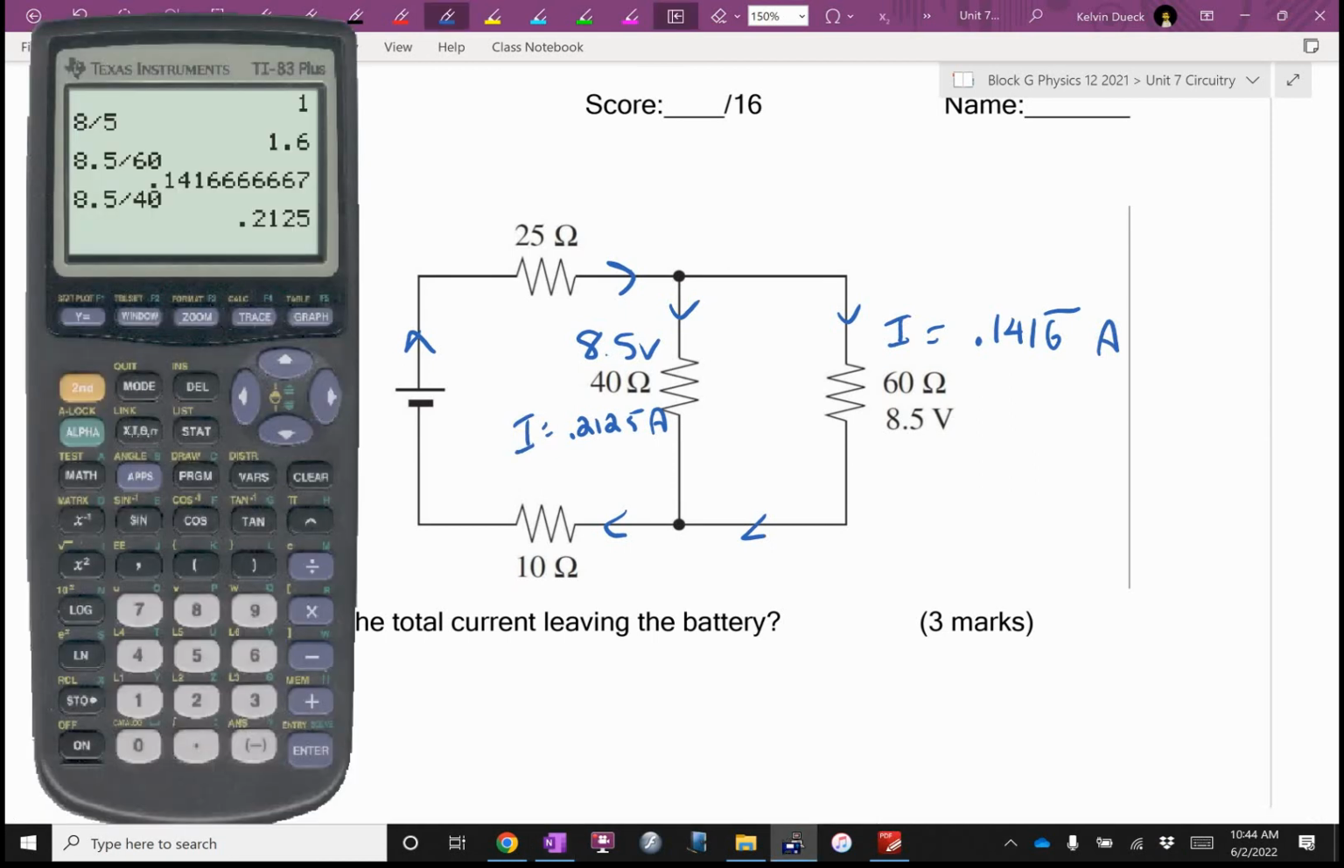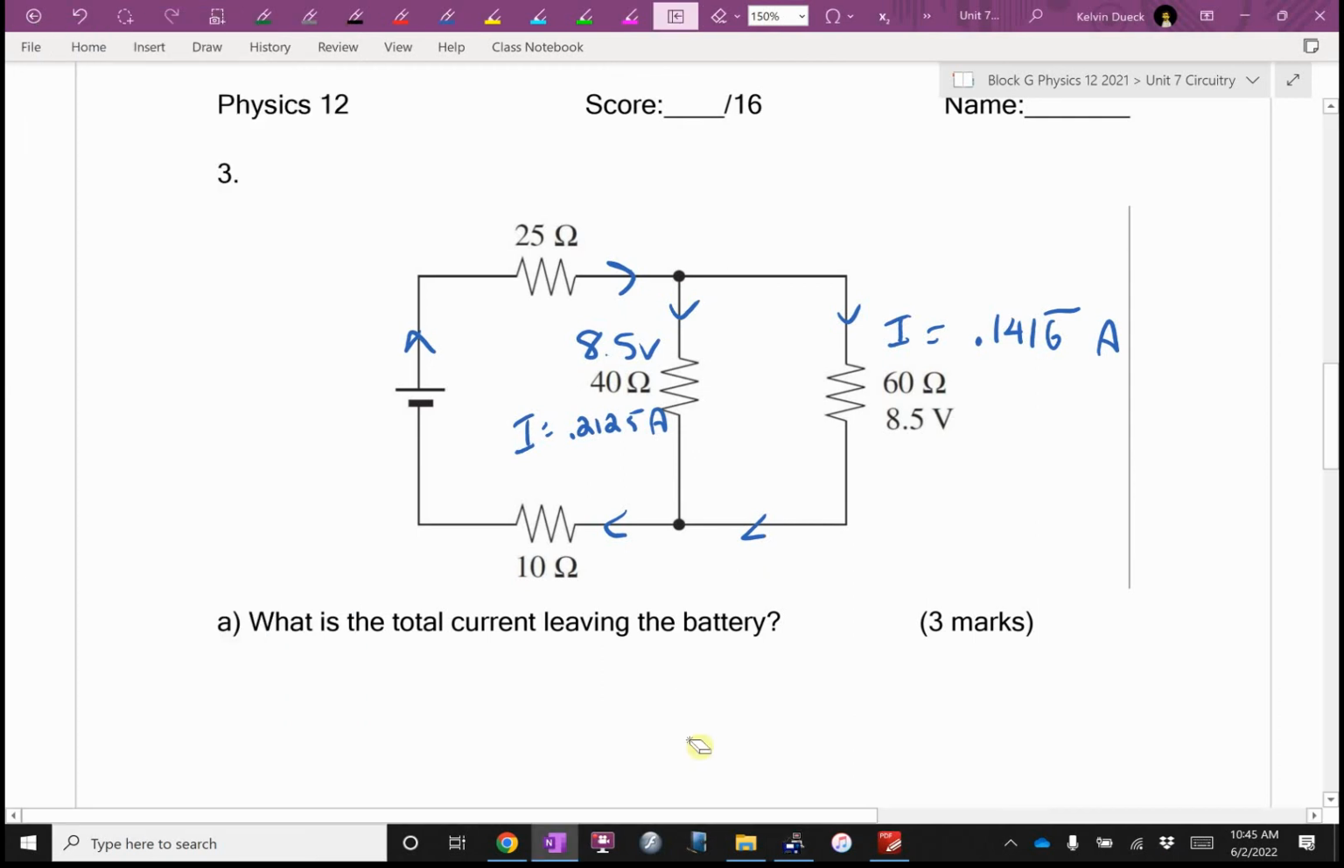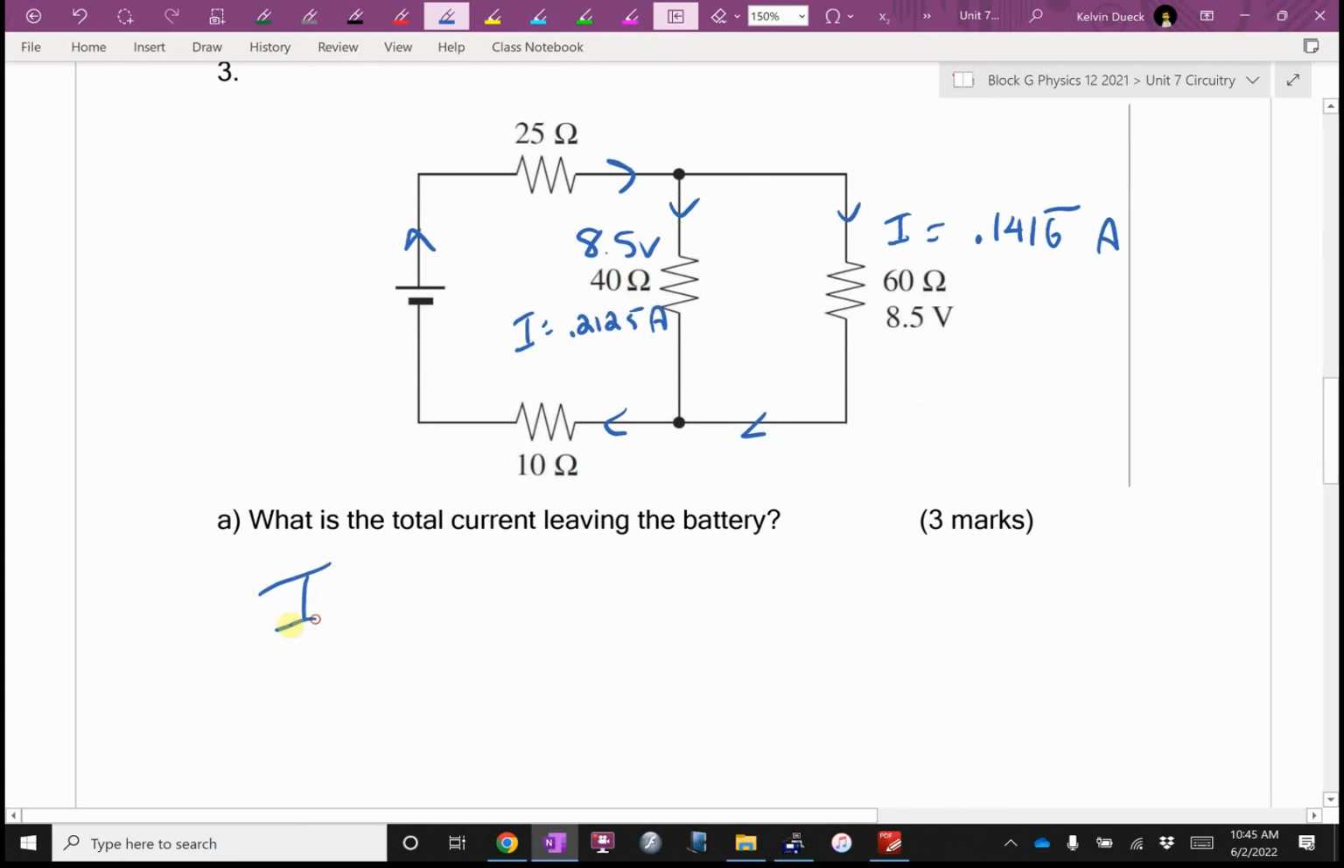So I guess the total current is going to be 0.2125 plus 0.141 and a bunch of 6s. 0.354 and change. I total is 0.3, what did I say? 54 amps. Now, if you got that, 3 out of 3. Otherwise I would give you 1 mark if I saw that current, 1 mark if I saw that current, and 1 mark for adding them together. And I would just look for that written somewhere on the circuit.